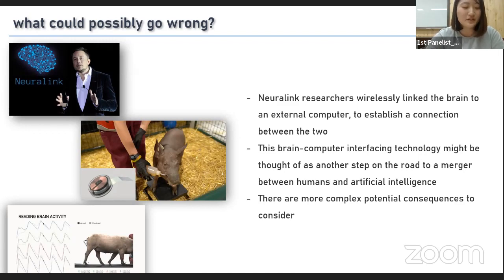This brain-computer interfacing technology might be thought of as another step on the road to a merger between humans and artificial intelligence. It could enable a human to control a cursor, wheelchair, or drone by mental act, rather than a more conventional bodily action like pressing a button or controlling a mouse by hand. But there are more complex potential consequences to consider.